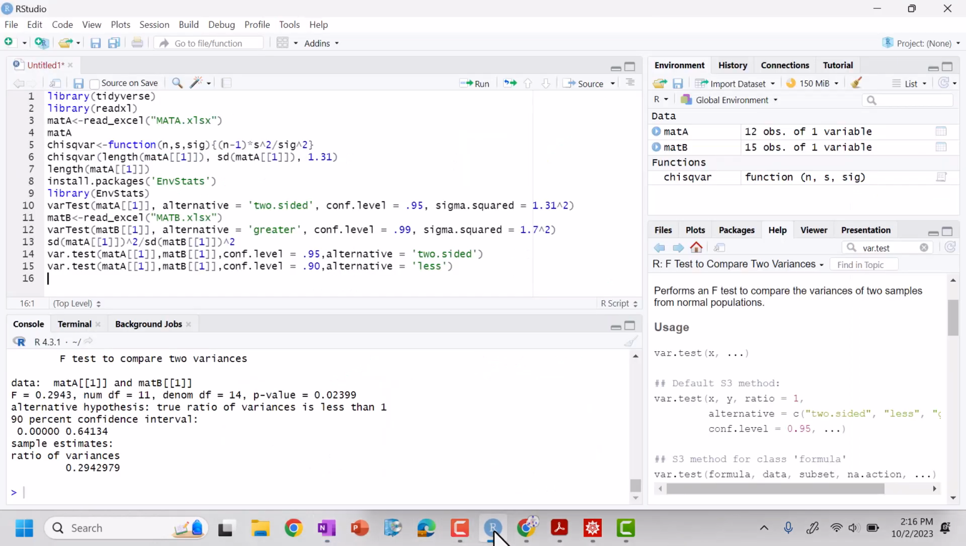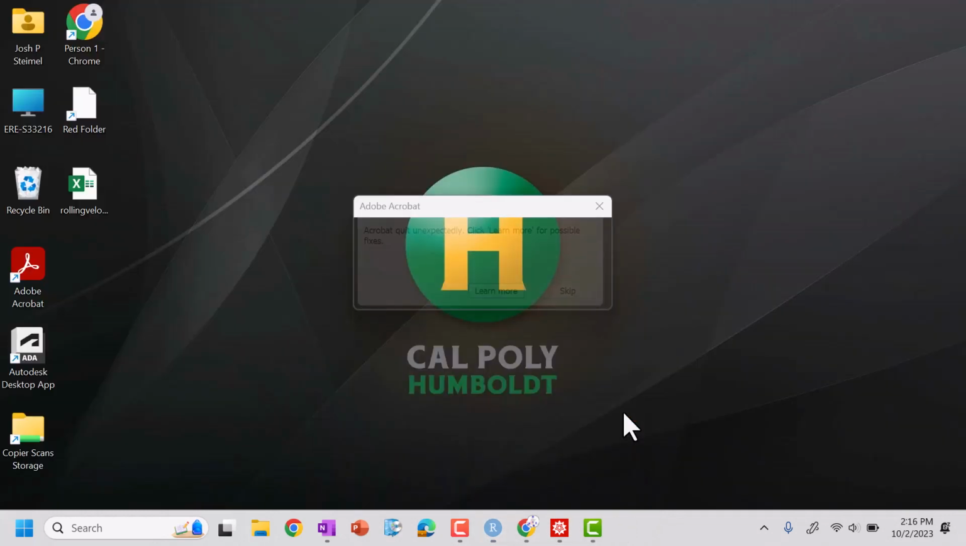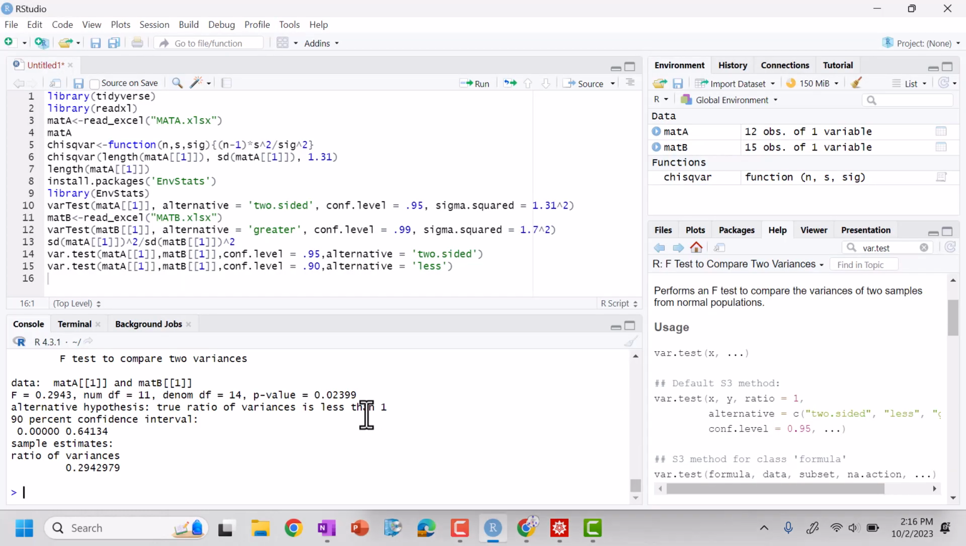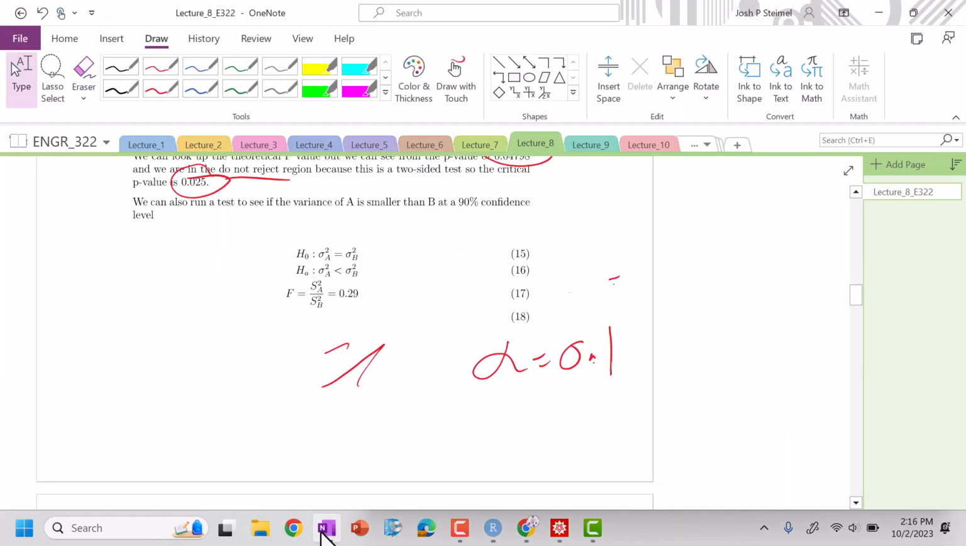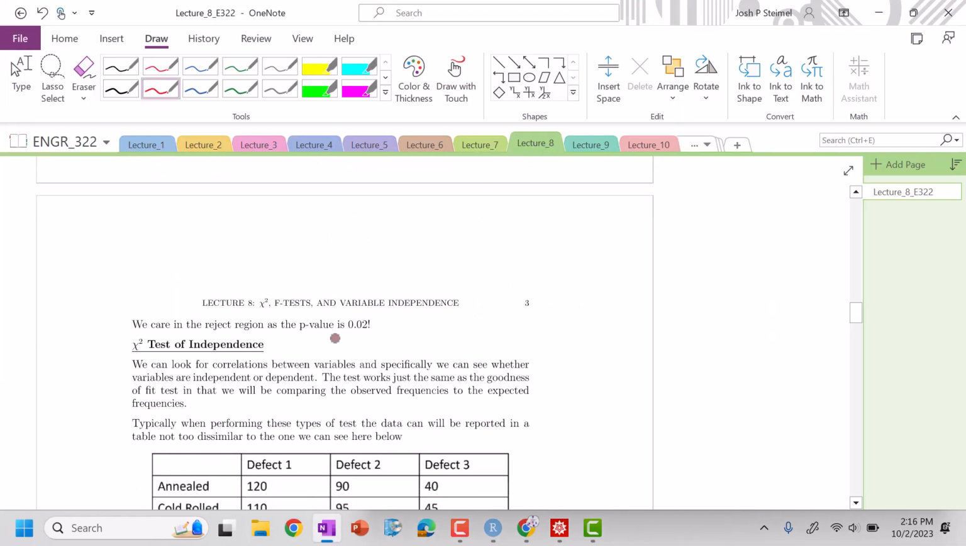Actually, the alpha would be 0.1, excuse me. So we are going to be in what? We are definitely in the reject region. We are in the reject regime for sure there.